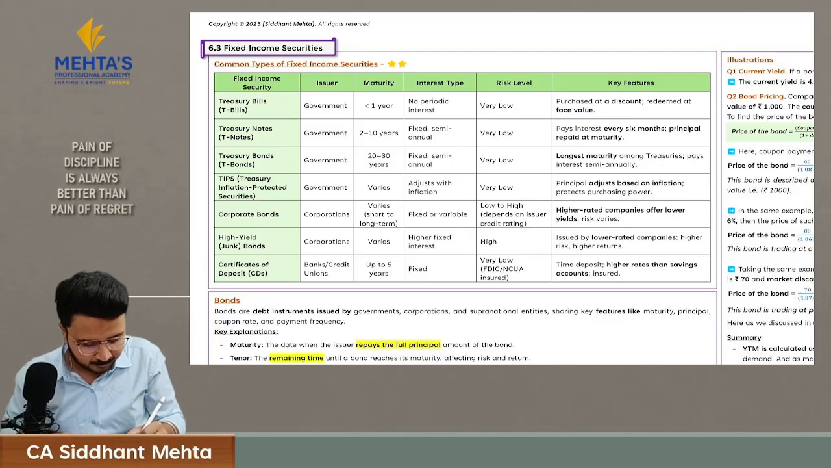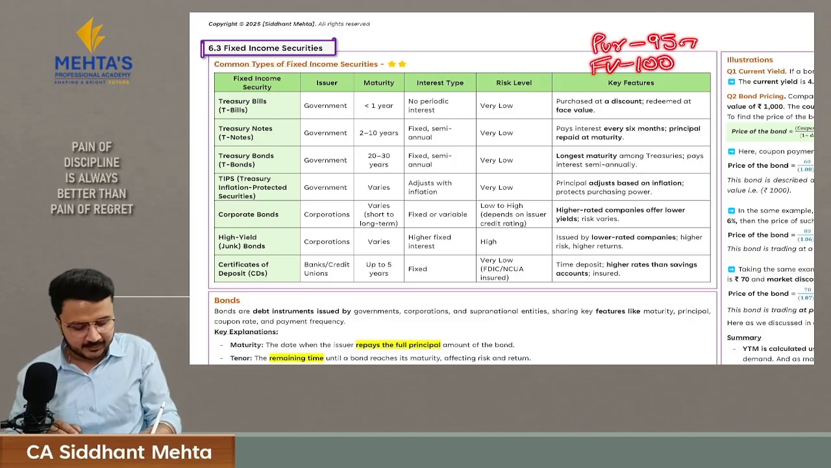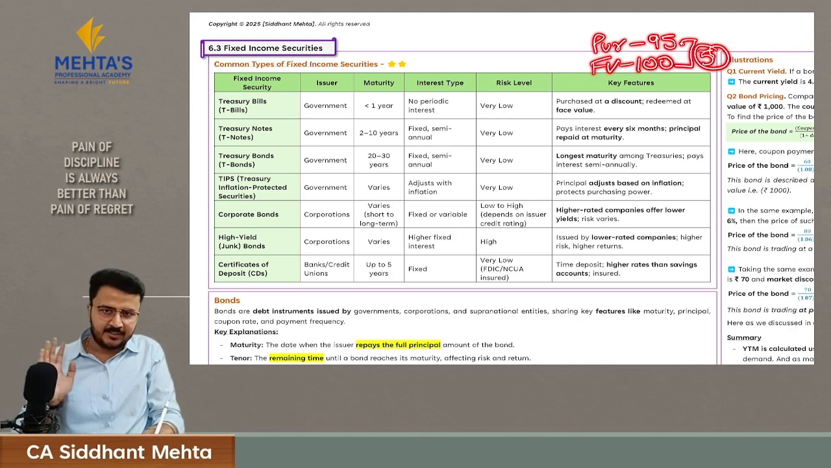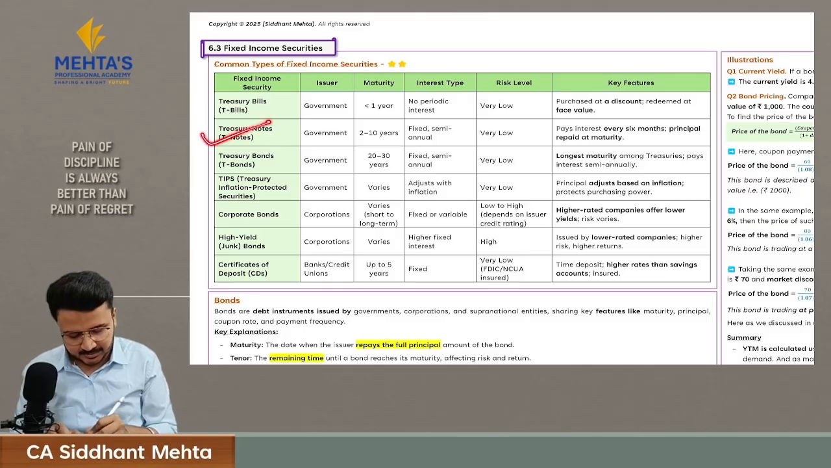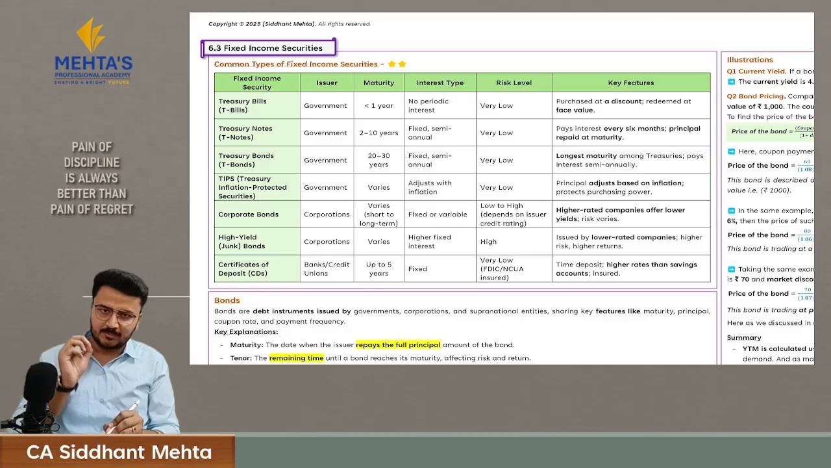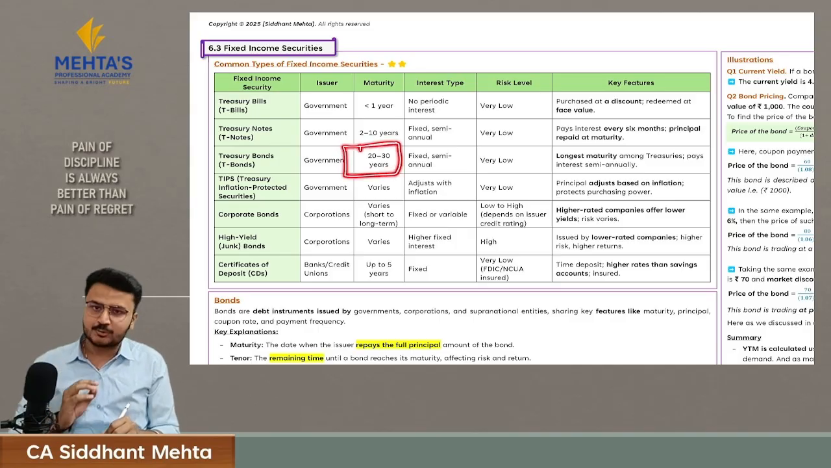To give you an example, if there is one treasury bill of face value 100 rupees, you will purchase it at 95 rupees and after 1 year you will get 100 rupees. So here your return is 5 rupees and here you will not get any interest. Then the second is treasury notes. The maturity of these notes is 2 to 10 years. Here the interest will be fixed and it will be paid semi-annually. Then there are treasury bonds which are issued by the government having a maturity of 20 to 30 years. Here also the interest will be fixed and it will be paid semi-annually.